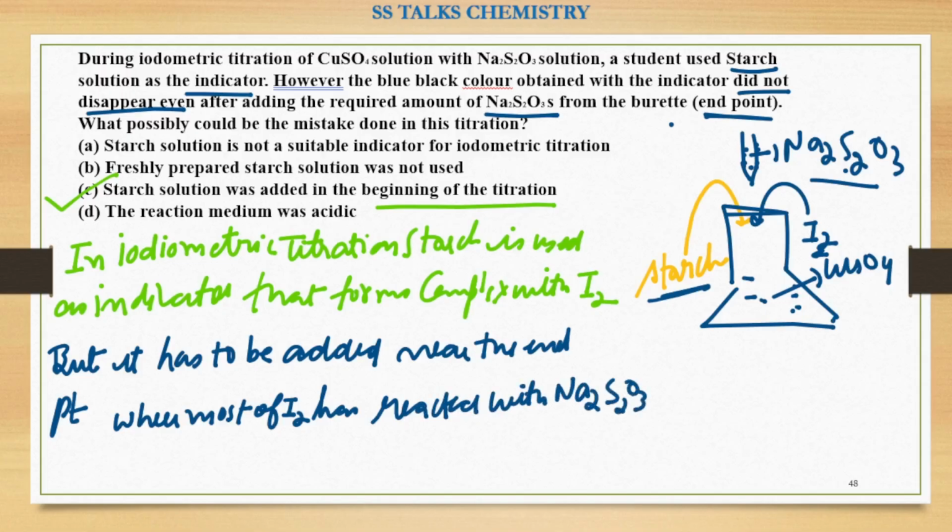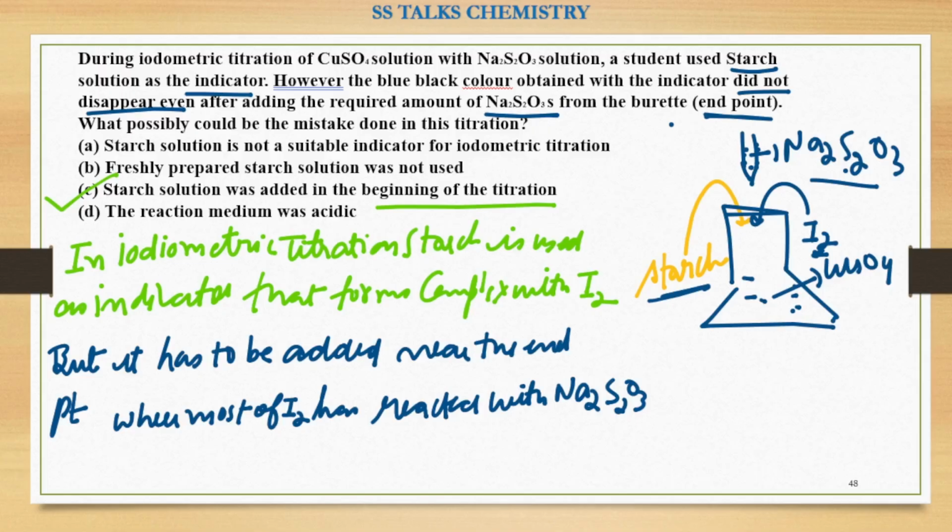So if we add the starch in the beginning, sodium thiosulfate will react with the iodine, and most of it will remain unreacted, and starch won't form the complex with the iodine. Because the iodine is not reduced by the sodium thiosulfate, it has to be added near the end point. So this is going to be the correct answer in this case.